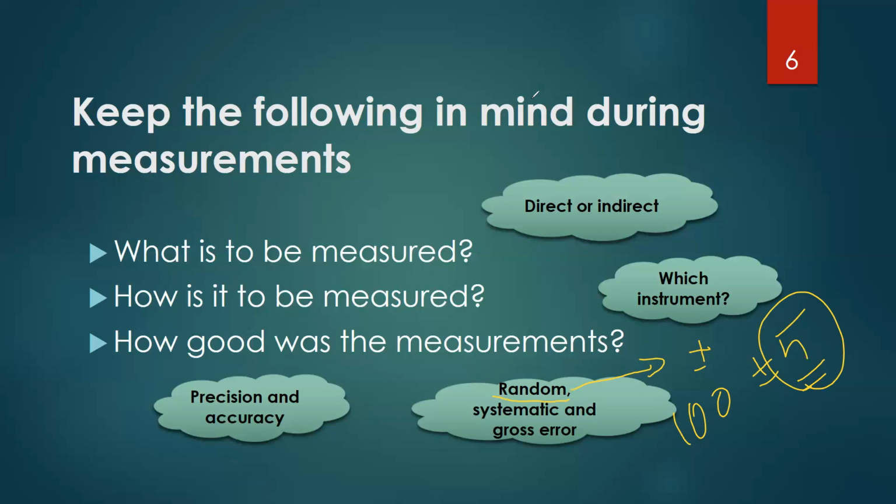And this type of error can only be reduced by repetition. When you repeat the measurement, this error reduces because it comes sometimes negative, sometimes positive. When you take the average, it will be 0, or close to 0 at least.